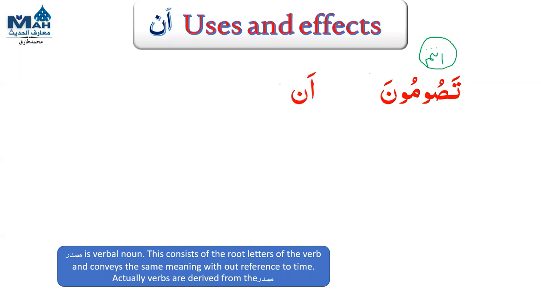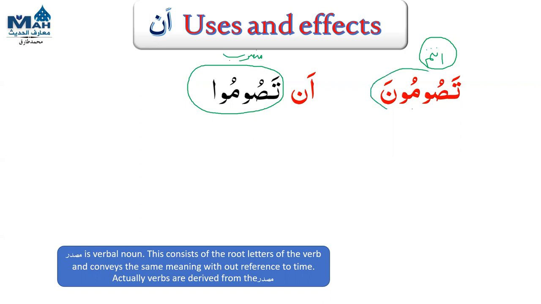Now, can you read the sentence in Arabic? An tasumu. Okay. What happened? Why did this become tasumu? Where is the noon? The noon is dropped, sir. It has become mansub. Yes, it became mansub. Good. So this tasumuna is what? Marfu, mansub, or majroor? It is marfu, sir. Please keep your ear open. Yes, and with an, tasumu is mansub.